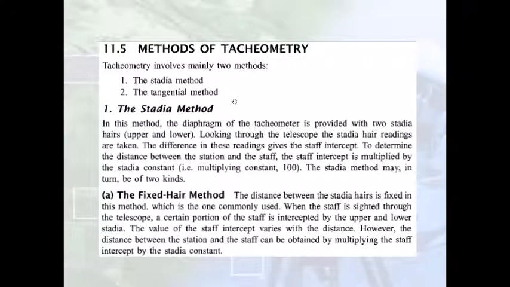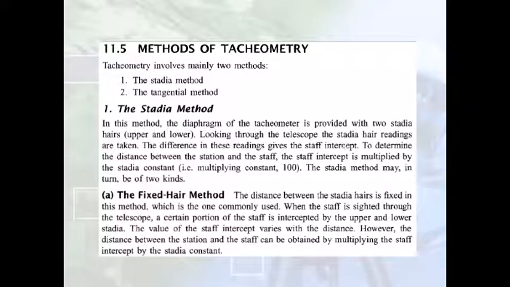So then we have methods of tacheometry. So we have the Stadia method and the tangential method. So we usually always use the Stadia method. So I'm just going to focus on that, and we'll skip the tangential method. So in Stadia method, what we have studied is that the diaphragm of the theodolite is provided with two extra hairs, upper and lower hairs, which makes it a tacheometer. And looking through the telescope, the Stadia hair readings are taken, and the difference in these readings gives the staff intercept.